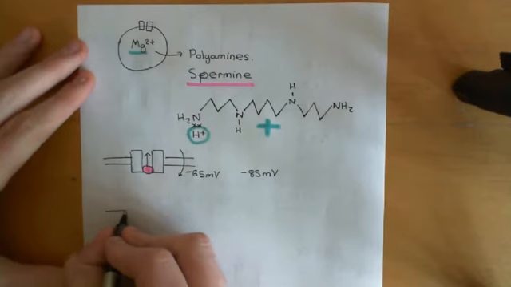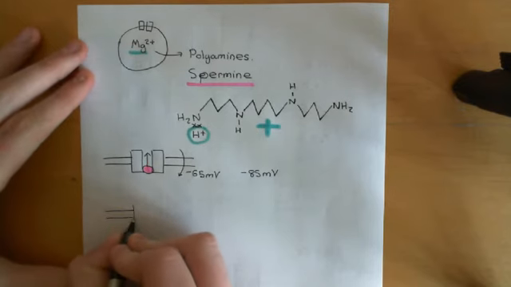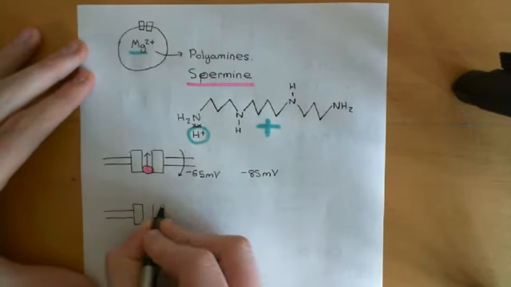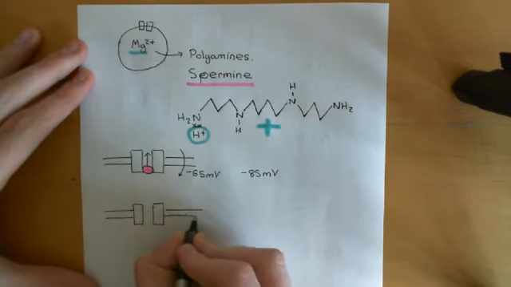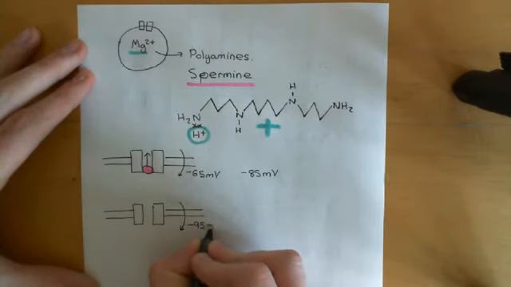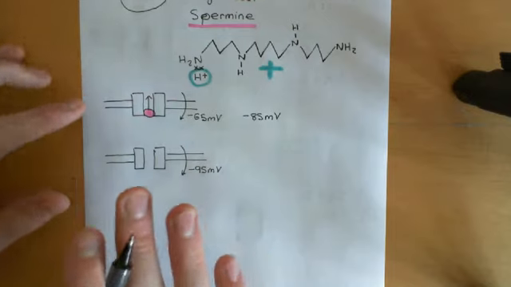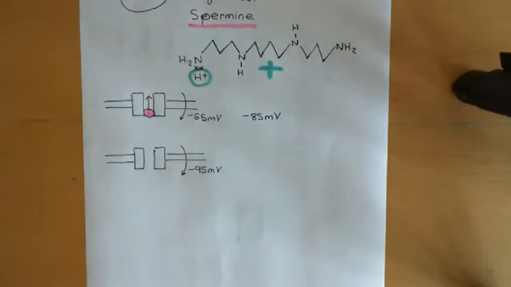Meanwhile, when you are hyperpolarized of the Nernst potential for potassium, so let's say you've gone down to negative 95 millivolts, then what will happen is these magnesium ions and these spermine molecules are not going to block the inward rectifying potassium channels when you are hyperpolarized of the Nernst potential for potassium.